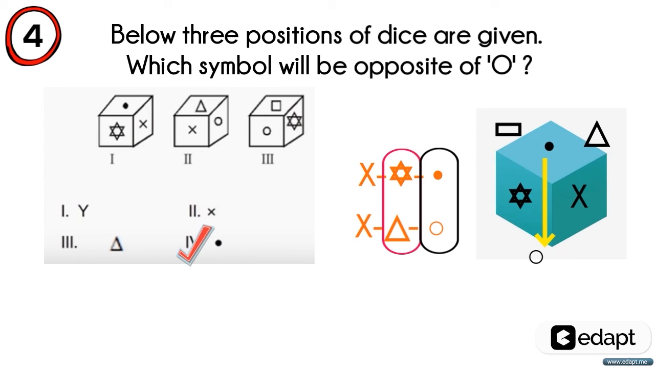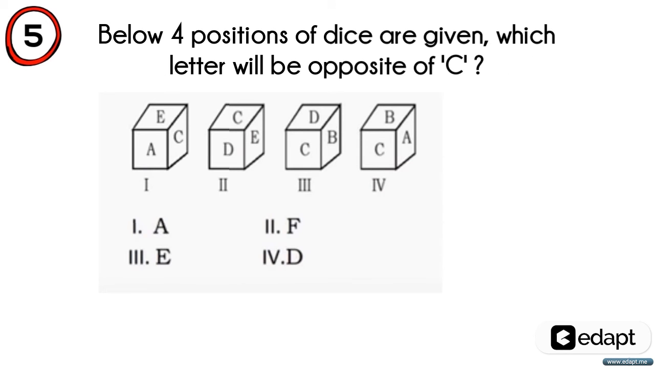Move on to the next problem. Below, 4 positions of a dice are given. Which letter will be opposite of C? This is a special type of question in which we can find the answer from the given options. It is simple. If you get the idea, we have to find the opposite letter of C. Observe figure 1, where both E and A are near to C.